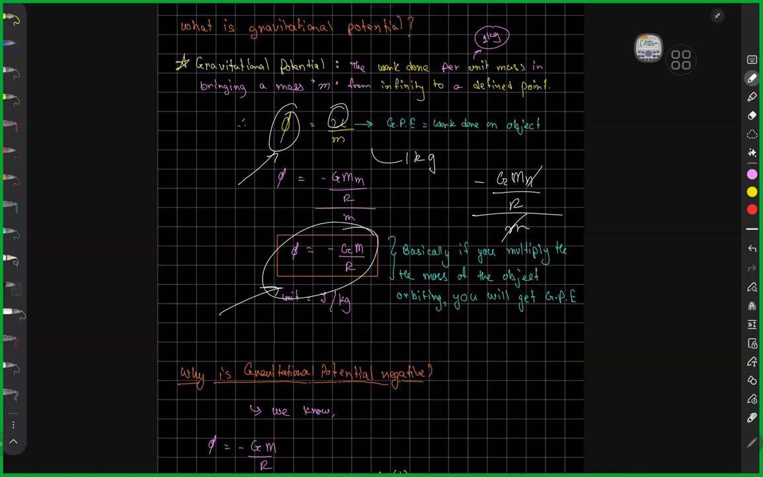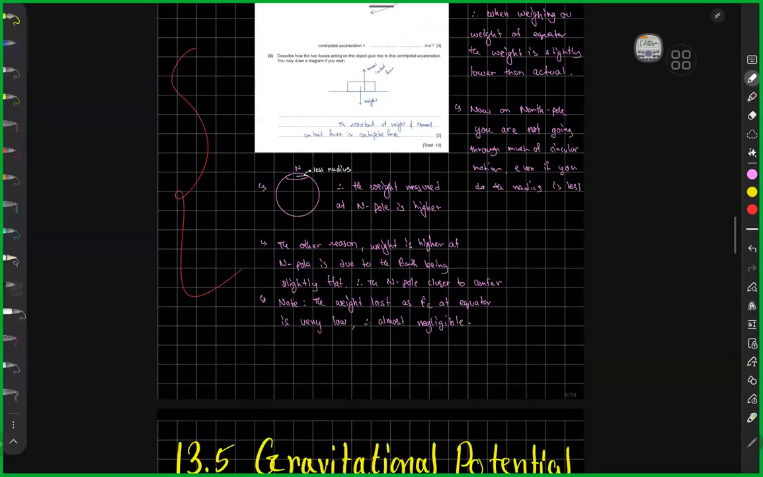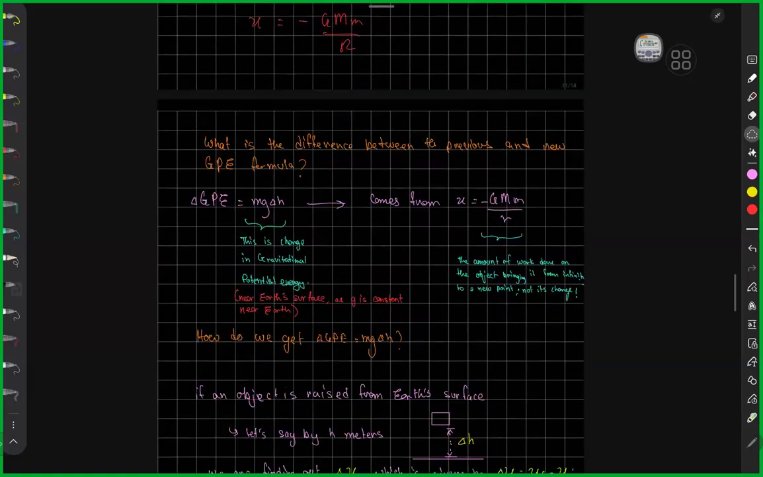So let's say if this is my massive Earth, what is the energy it takes for me to bring an object from infinity to this point? And this object must be worth 1 kg. So for 1 kg of object, how much energy does it take to bring it from infinity to this point? That is gravitational potential. Okay, that is gravitational potential.